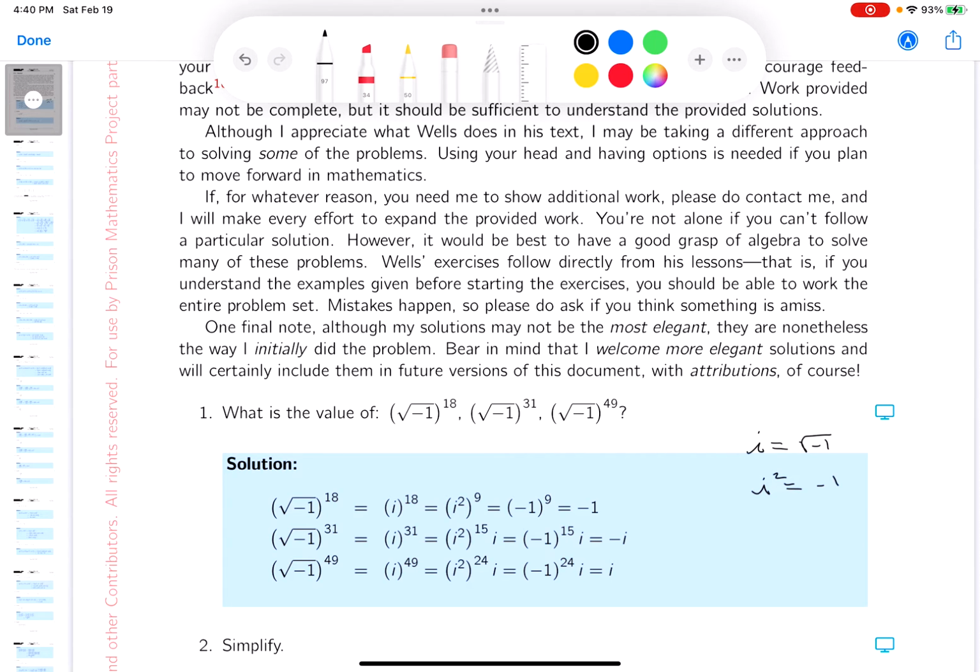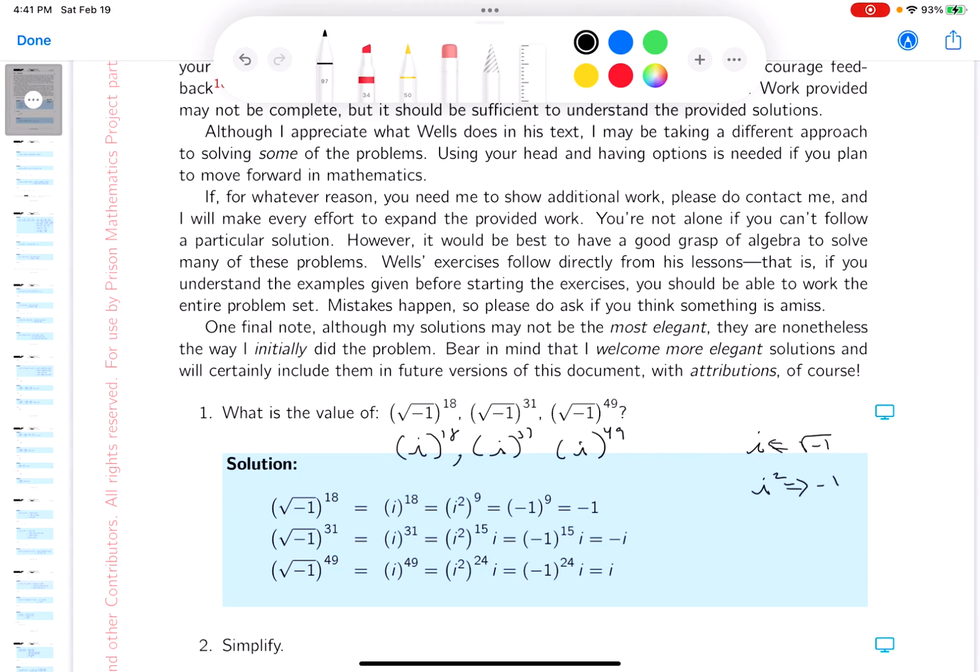I want to point out the directions we want to go in. Certainly if you see i squared, write down minus 1. And if you see root minus 1, please write down the i instead. So what do I see over here? I see i to the 18th power. And then over here I see i to the 31st power. And over here I see i to the 49th power.